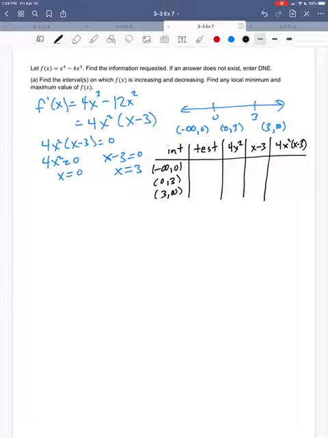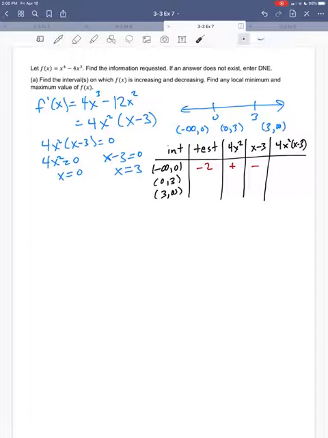So I take a test number in each interval. From negative infinity to 0, I can take negative 2. I'm going to plug that into these two factors and then multiply the two factors together in the third column. I really don't care what number I end up with. I just care about whether I get a positive or negative. So if I put negative 2 in for x, I get negative 2 squared. That's going to be positive 4, and positive 4 times positive 4 is positive 16. If I plug negative 2 in for x here, I'm going to get negative 2 minus 3. That's going to be negative 5. Again, I really only care that it's going to be negative.